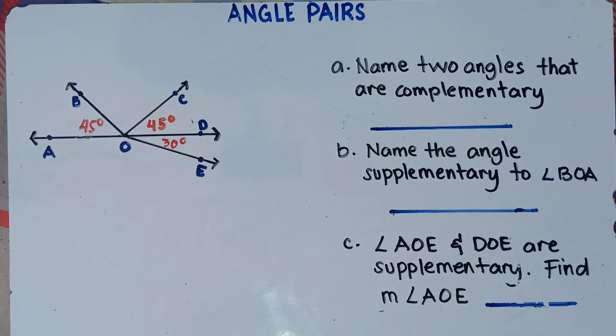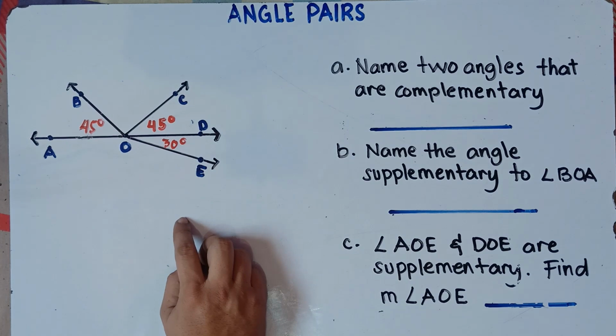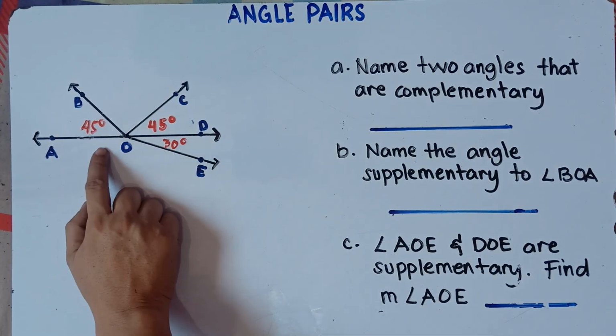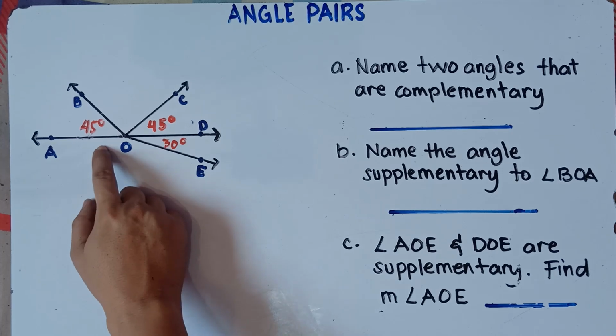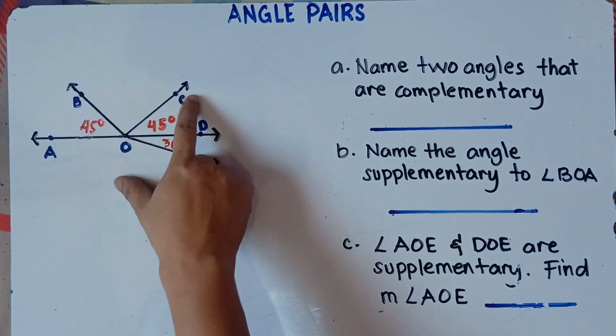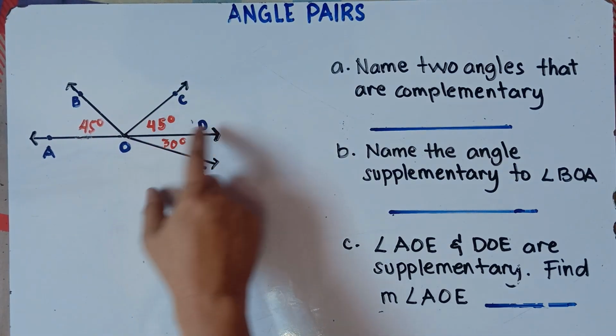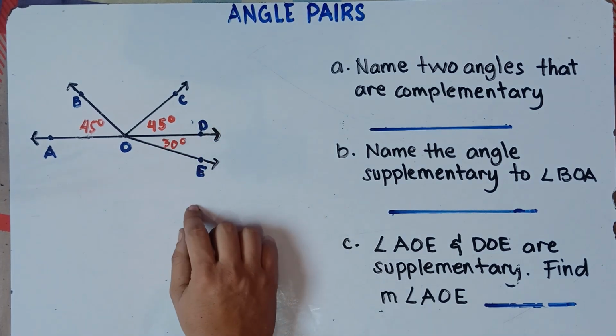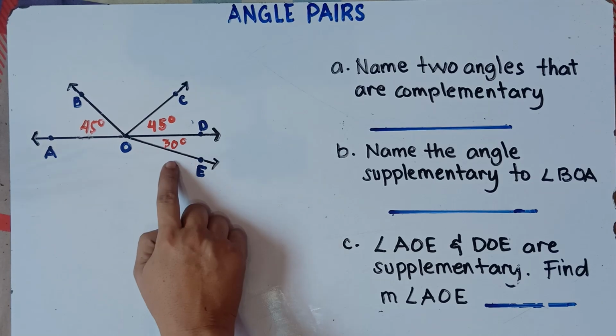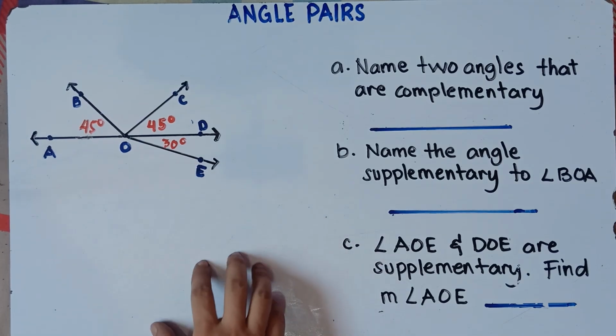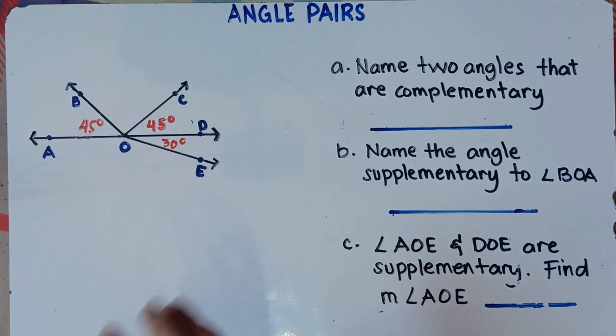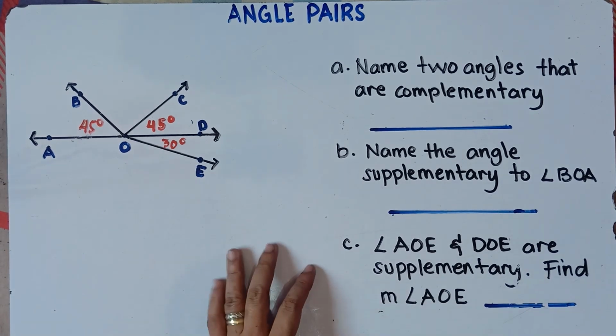Alright, so let's focus now on part 3 of our video. We are given angle AOB, that's 45 degrees. We don't have the value of angle BOC, but we have angle COD, that's 45 degrees, and angle DOE, that's 30 degrees. We will have plenty of examples with regards to this for you to really understand. So letter A, we're going to answer A, B, C.